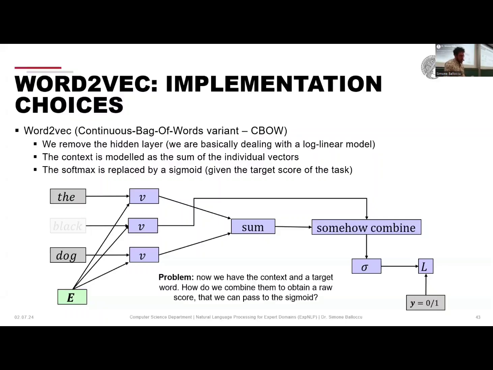Now, we have the context and we have the target word. How do we somehow combine them? How do we compare them so that then we can pass it to the sigmoid? Anyone has an idea? Keep in mind, we're trying to obtain good word embeddings. We're trying to obtain words which are similar. Yes? You use the dot product.